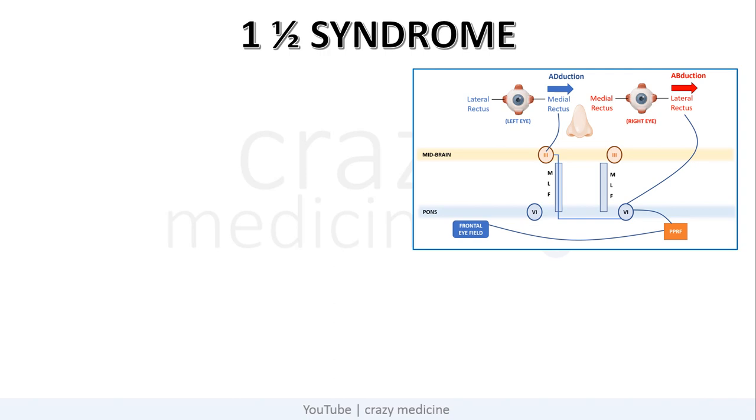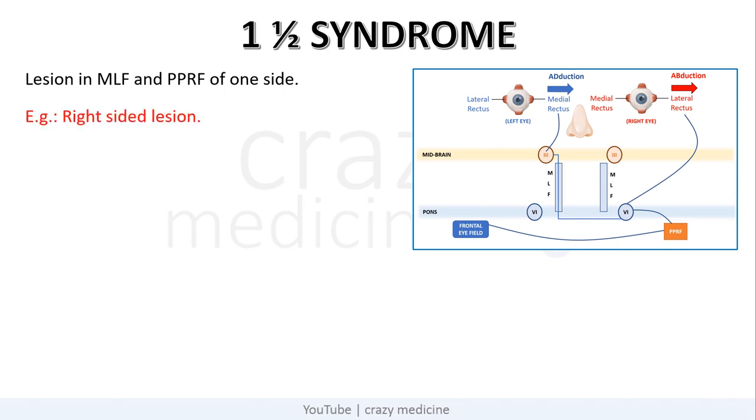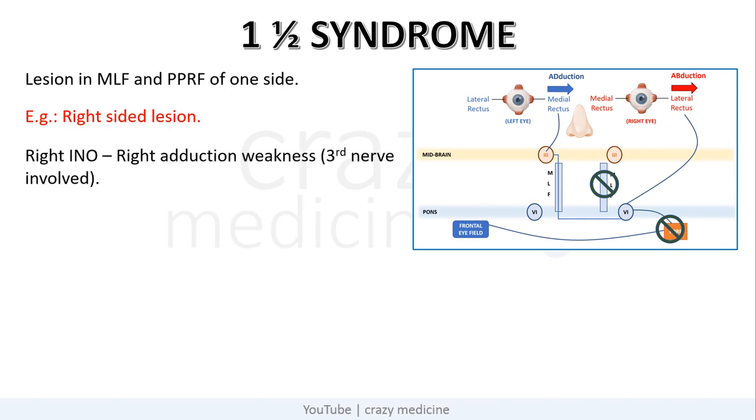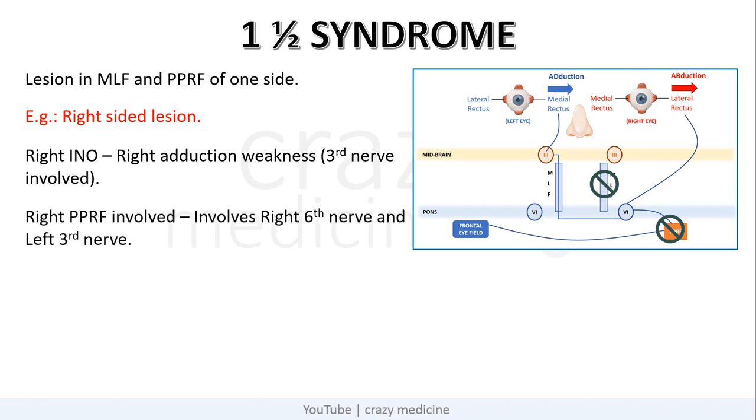Now coming to something called 1.5 syndrome. In 1.5 syndrome, the lesion is there in MLF and PPRF of one side. Let us take an example of a right-sided lesion. That is, right-sided MLF and PPRF are non-functional. As right MLF is involved, there will be right INO, that is right adduction weakness due to third nerve palsy, and right PPRF involvement, which is stimulating right lateral rectus via sixth nerve and left medial rectus via left MLF and left third nerve nucleus.